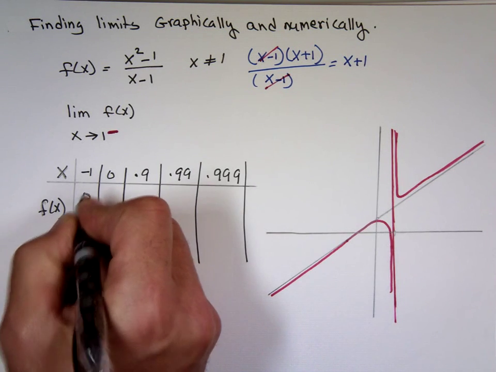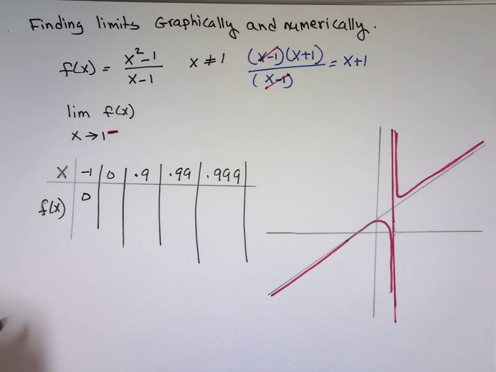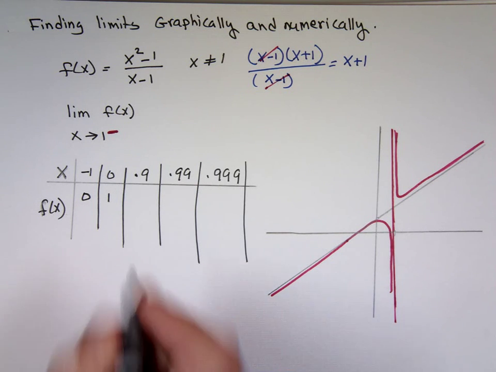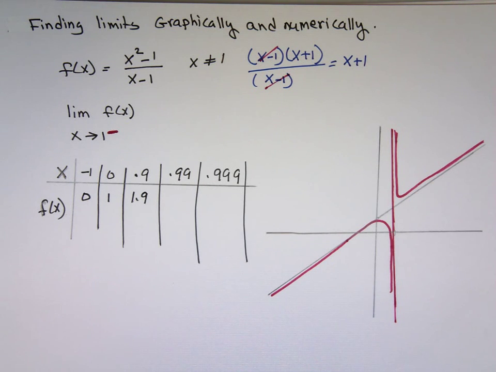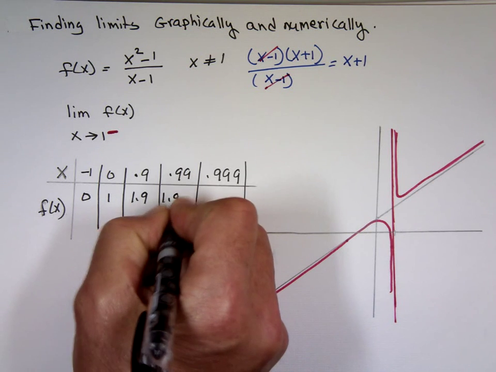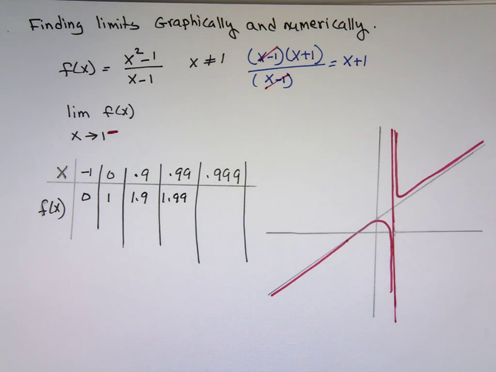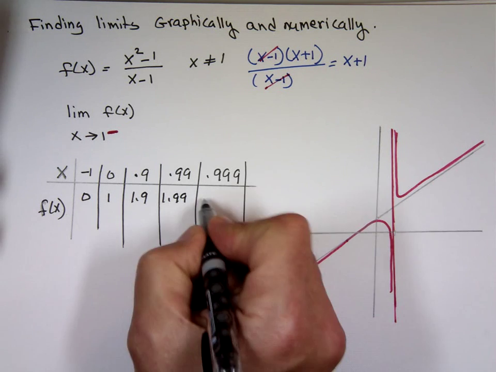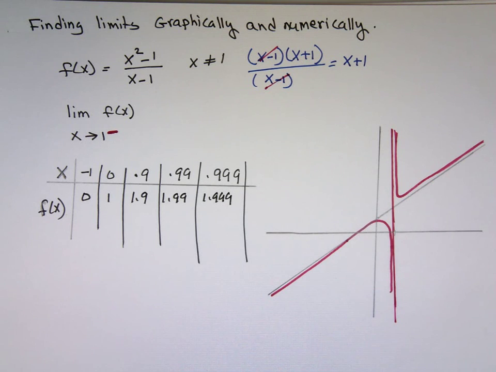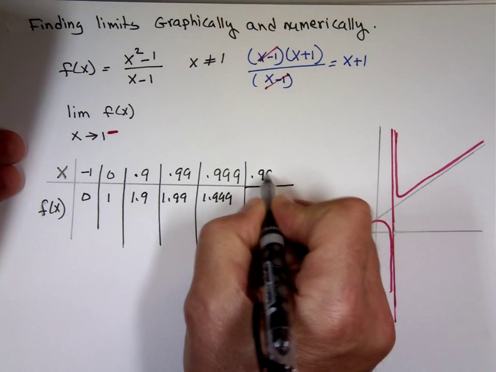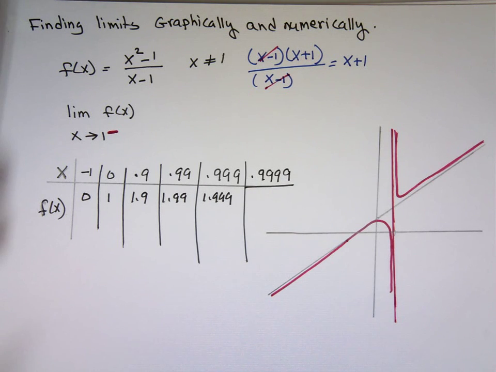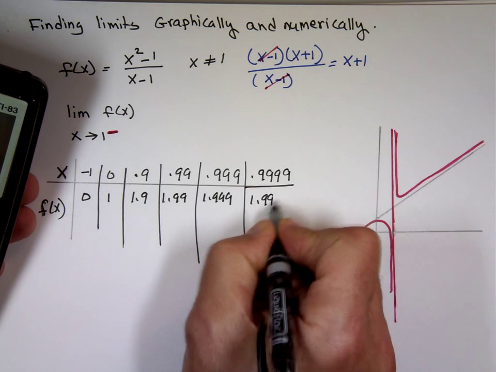The answer is 0. When x is 0, the answer is 1. When x is 0.9, the answer is 1.9. When x is 0.99, the answer is 1.99. When x is 0.999, the answer is 1.999. When x gets even closer, 0.9999, it says the y value is 1.9999.